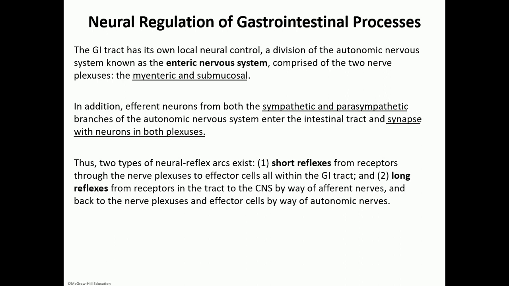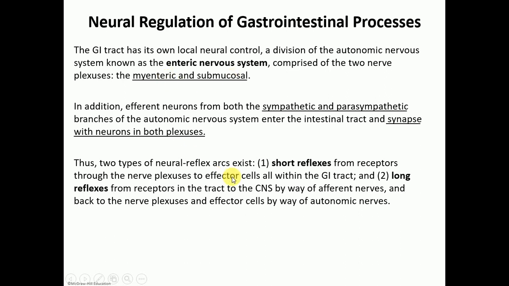The neural regulation of the GI process, we already talked about the myenteric and the submucosal plexuses. Those are known as the enteric nervous system. So we kind of talked about how stimulation of the myenteric will increase motility, stimulate the smooth muscles of the intestine, while the submucosal stimulation is going to lead to increased secretions. But there is also a higher level of control. So the autonomic nervous system, the sympathetic and parasympathetic, also have a control and say on what happens to these myenteric and submucosal plexuses.